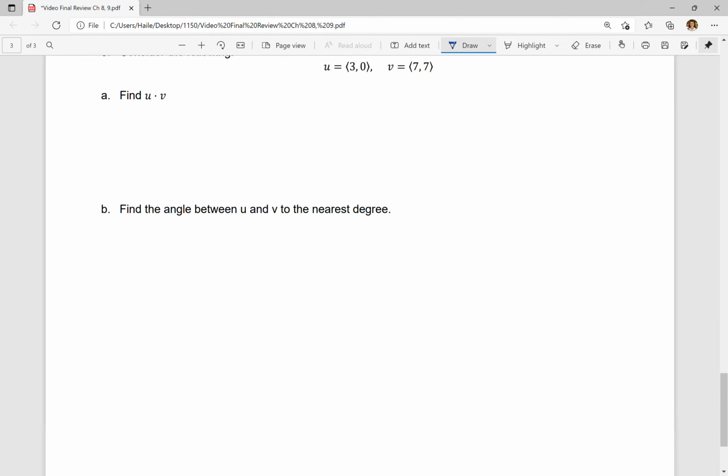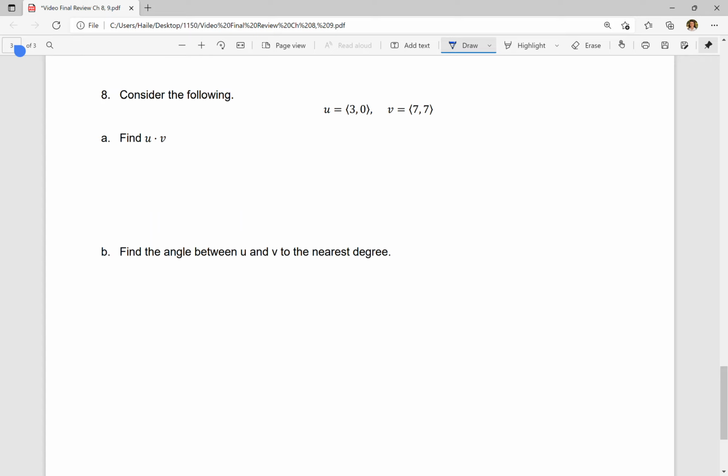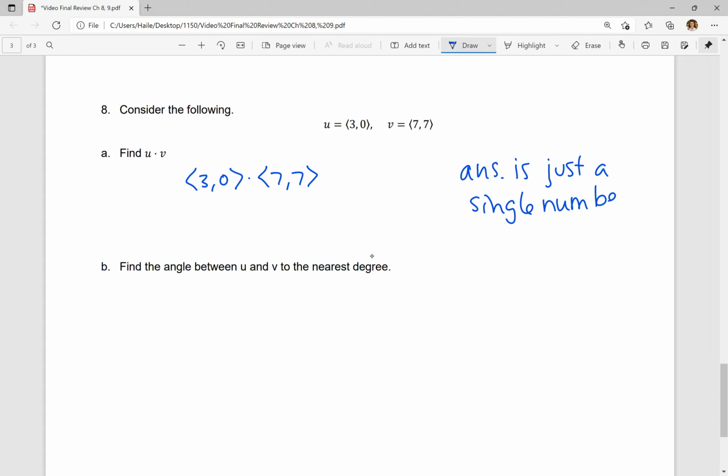All right, and for our final problem, we're going to recall the dot product and finding the angle between two vectors. So we're given the two vectors u is equal to 3, 0 and v is equal to 7, 7. And first we want to find u dot v. So remember that the dot product is just sort of a special multiplication that we do with vectors, where we multiply component-wise, but then we add those products together. So our answer is not going to be a vector. It's actually just going to be a number. And that's important to remember.